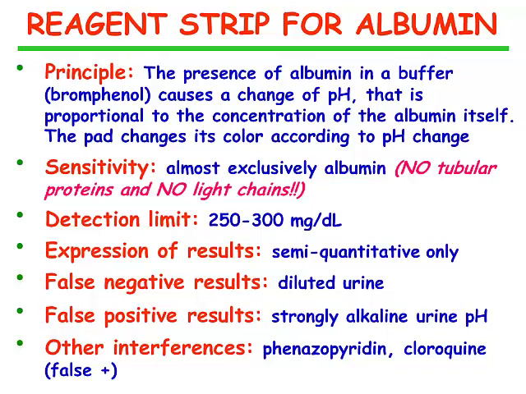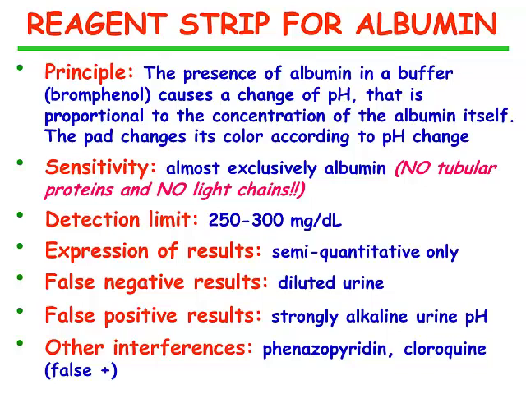The presence of albumin in a buffer, which in this case is bromophenol, causes a change of pH that is proportional to the concentration of the albumin itself. Thus, according to the change in pH, we have a change in the color. This dipstick is almost exclusively sensitive to albumin. It doesn't detect tubular proteins and no light chains.